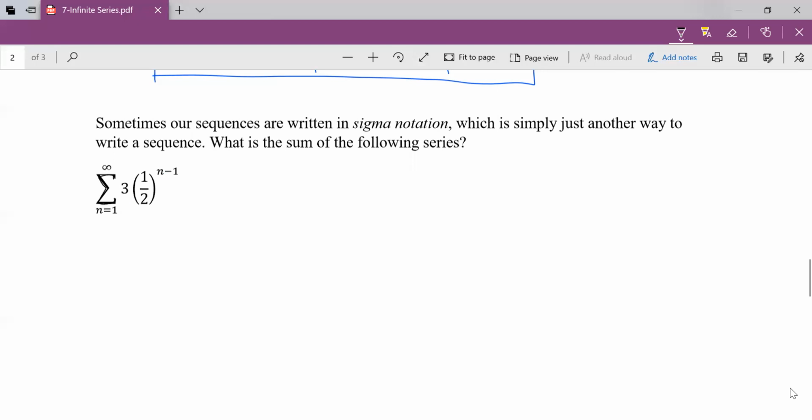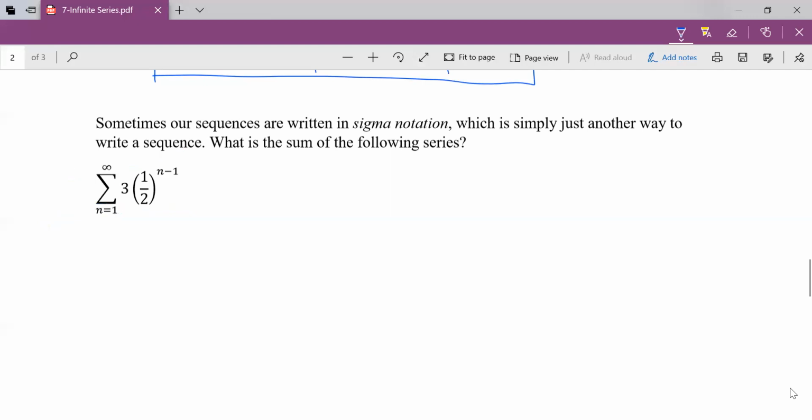And what you have here, just change pen colors, is a counter. So it starts when n is 1. So that's where I start. And the top is where I end. So I'm going to go to infinity. And this is my function. So here's how this goes. It's a really slick way to write a series.